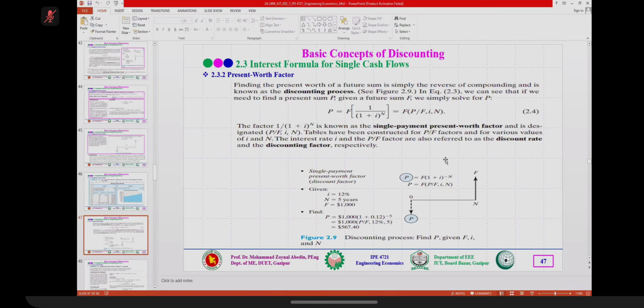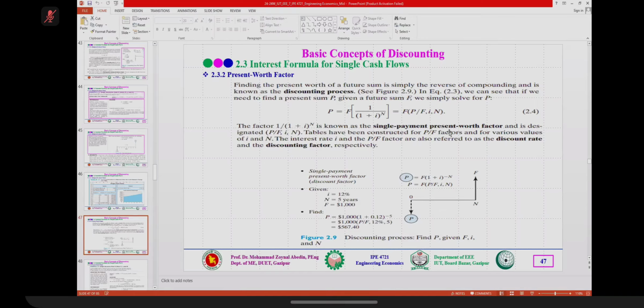Very similar. We know here F equals P into (1 plus I) to the power capital N. So P equals F into 1 by (1 plus I) to the power capital N. If you want to write it in a simplified form, present worth P equals F into, in brackets, find P given F, I, and N. Very simple, the opposite side. The factor 1 by (1 plus I) to the power N is known as the single payment present worth factor.